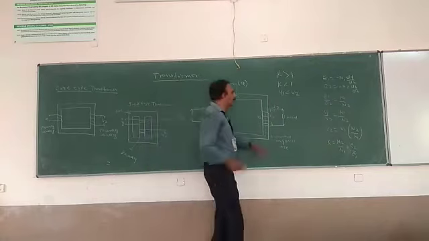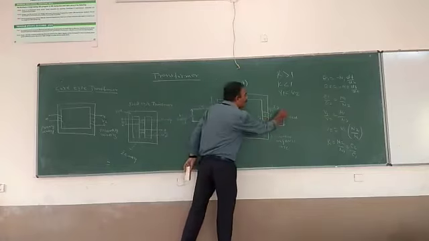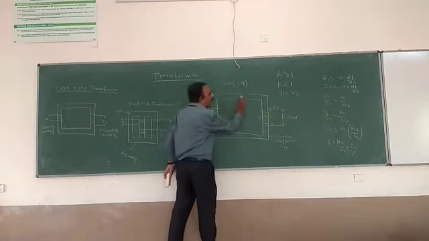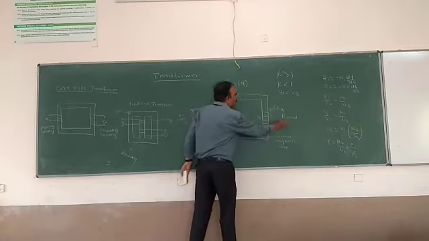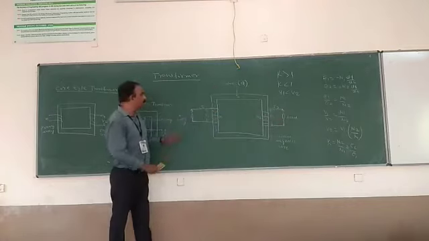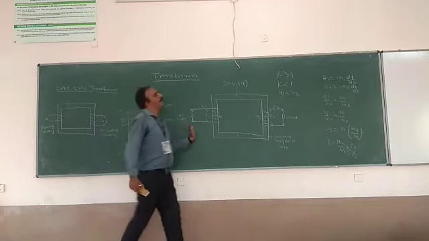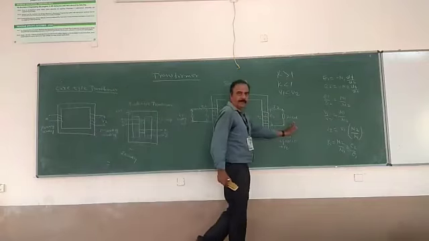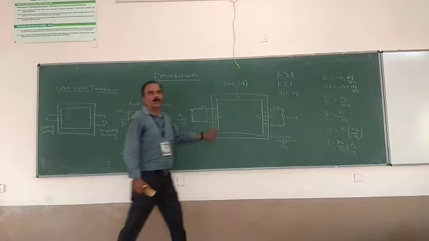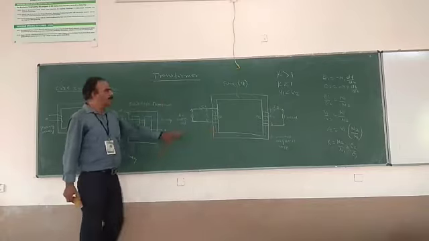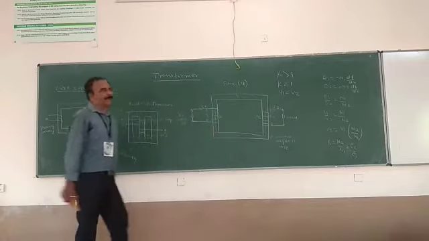If you connect the load across this, then the I2 current will flow here. So we will draw the V2. The applied voltage in the primary is V1, and then you can draw the voltage V2. This is the basic working principle of the transformer. There are two types of transformer.